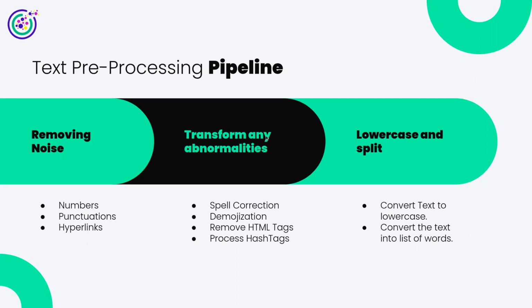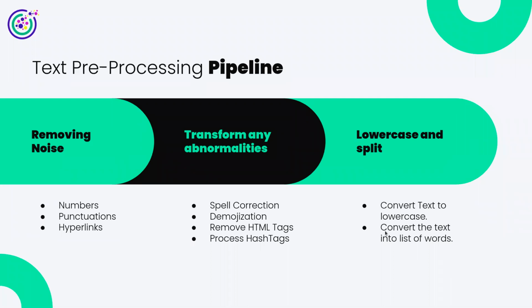And transform any abnormality. This is basically spell correction, demojizing, removing HTML tags, and processing any hashtags if there are any. Remove or keep them, whatever you want to do, depending on the task that you have. And then lowercase. If you have two words, capital T O and small t o, they both convey the same meaning, so you can convert all of them to lowercase. Any dependency on the capitalization of a word or a particular character can be removed.